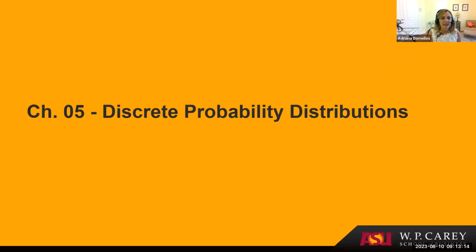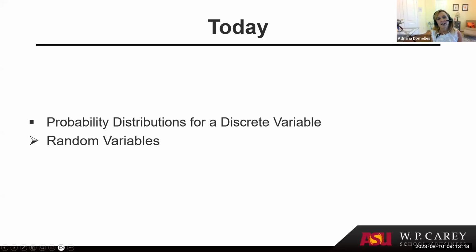So today we're going to start chapter 5, which is about discrete probability distributions. So let me share my screen with you, and then we can start chapter 5. So here we go. What we're going to talk about today. So today we're going to talk about, of course, the probability distribution for a discrete variable, and we're going to define what random variables are.